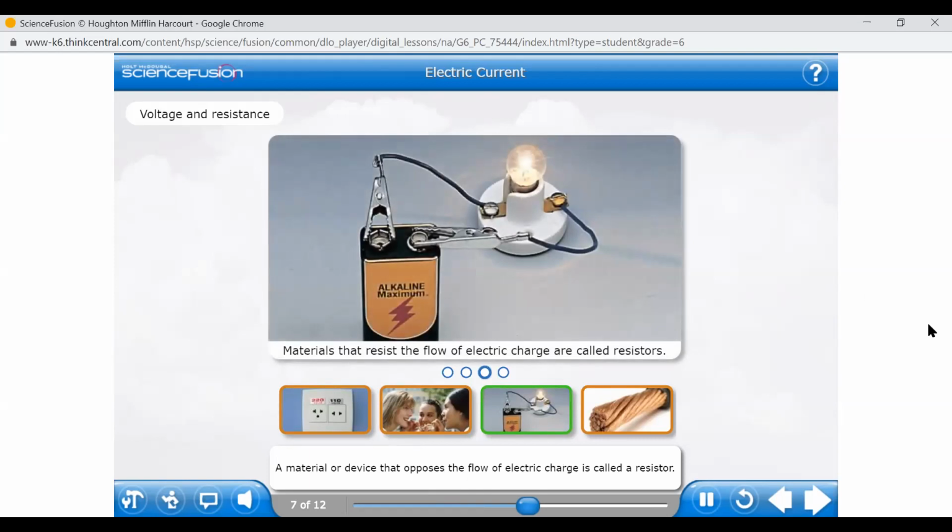A material or device that opposes the flow of electric charge is called a resistor. The tiny coiled metal filament in this light bulb is a resistor. When electric charges move through the resistor, some energy is released in the form of heat. The heat energy causes the metal filament to glow brightly.